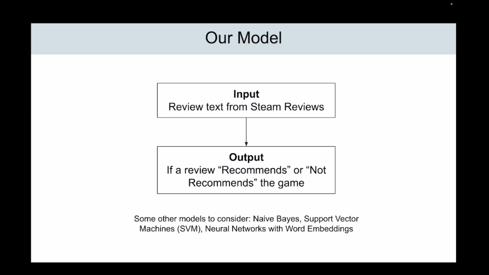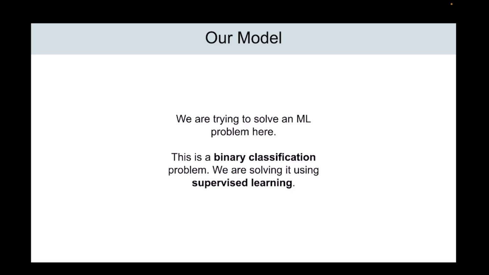So our model takes in review text and it simply predicts if a review is recommended or not recommended. A lot of models can probably do this as well, but we decided to use logistic regression, mostly because we can actually code it from scratch, and it would also provide some results that are really simple to understand and interpretable. So yes, we are trying to solve an ML problem. This is because our problem is mostly a binary classification one, where we're trying to predict if a review is recommended or not recommended based on text data. And we're solving it using supervised learning since we're training it on a labeled dataset.